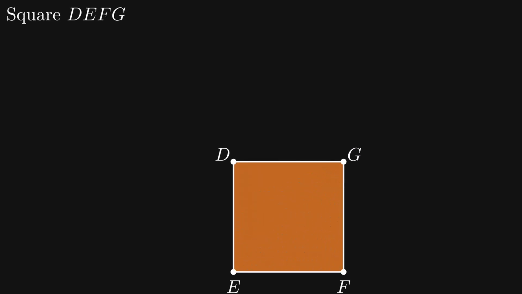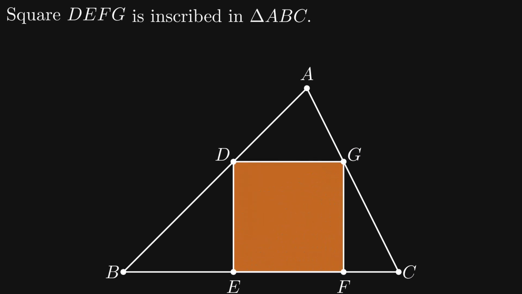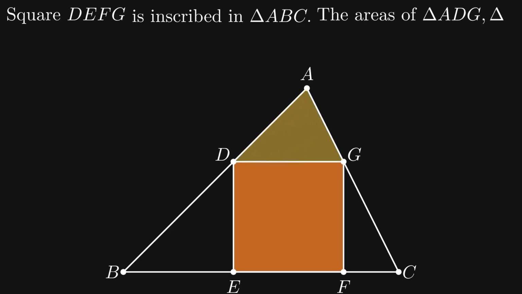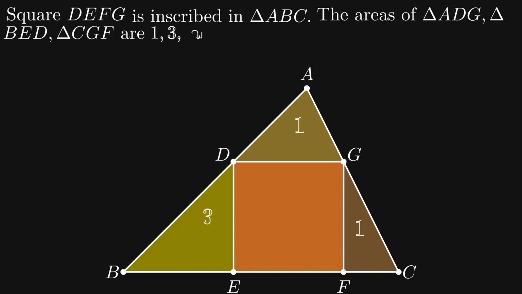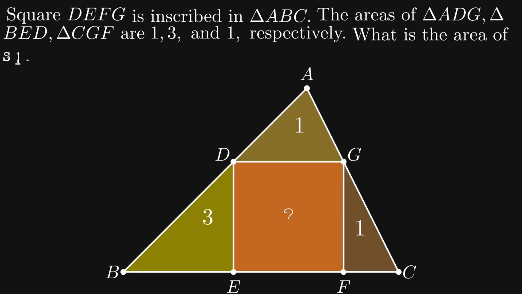Square DEFG is inscribed in triangle ABC. The areas of triangles ADG, BED, and CGF are 1, 3, and 1 respectively. What is the area of square DEFG?